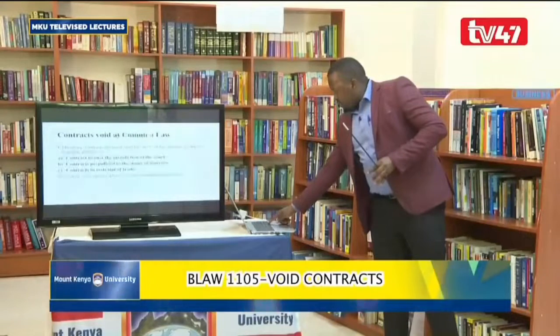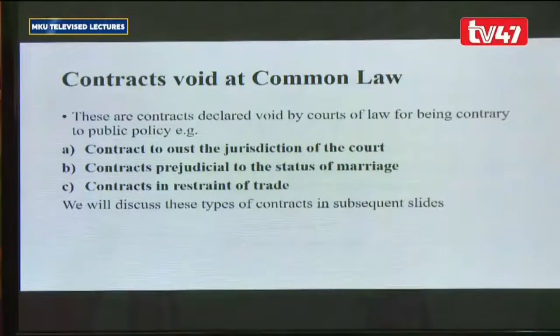Contracts can also be void at common law, and there are three categories to that effect. If you have contracts that are void at common law, you have contracts to oust the jurisdiction of the court, for example. Parties to a contract enter a contract, and there's a clause in that contract stating that the court will not solve any dispute that will arise during the performance of this contract.